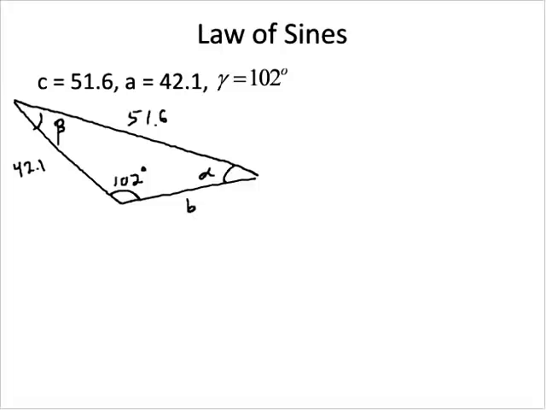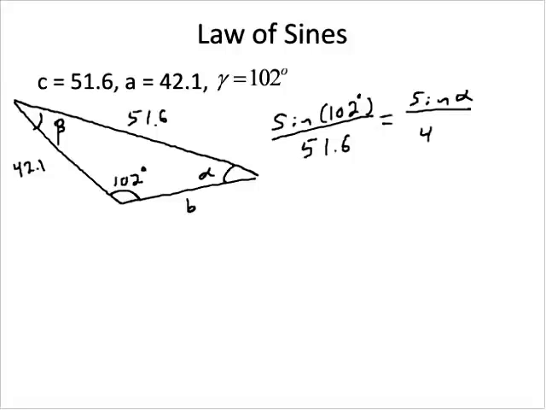Alright, the law of sines tells me that if I take the sine of gamma, 102 degrees, and you don't need those parentheses. In fact, I'll stop writing those right now. So sine of 102 degrees over the length of the side opposite that, 51.6 units, is equal to sine alpha divided by the length of the side opposite that, 42.1 units. And again, I will solve this with cross multiplication.